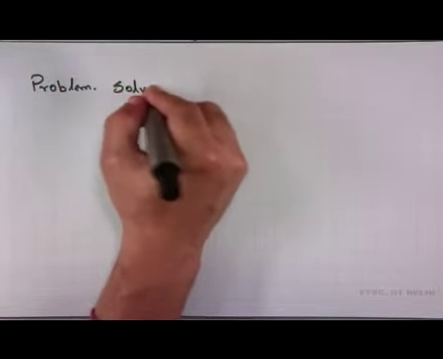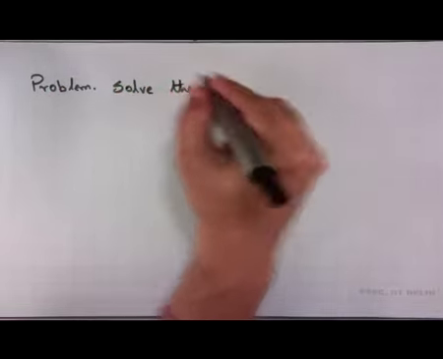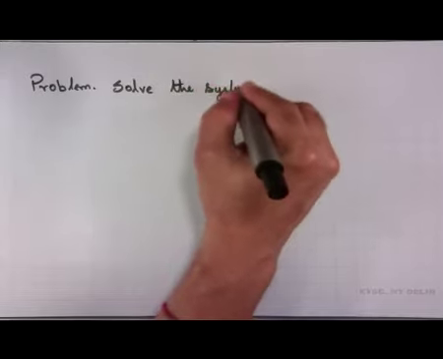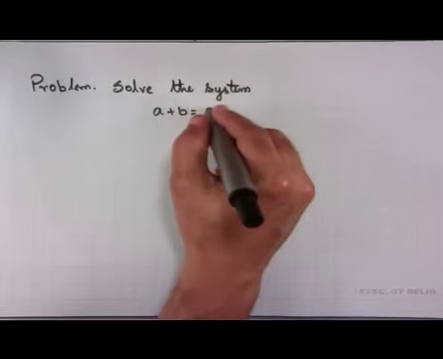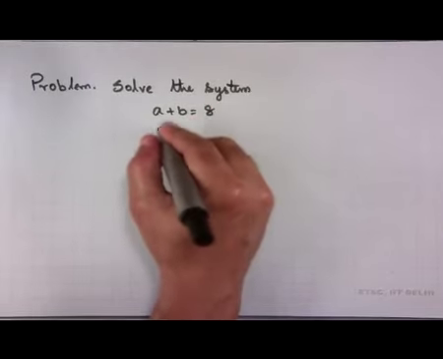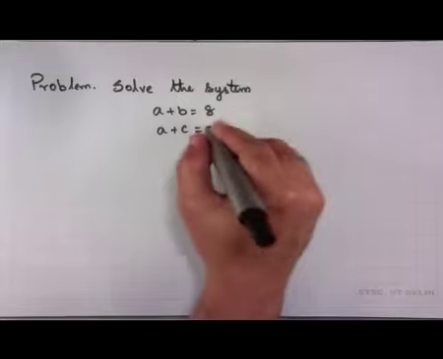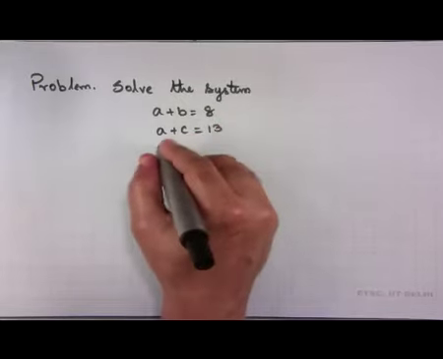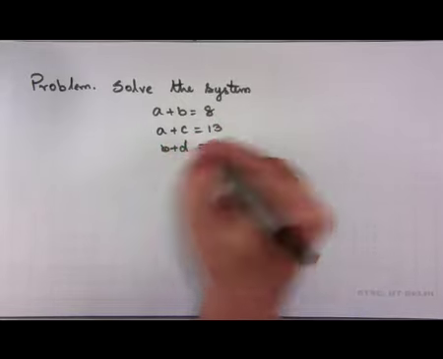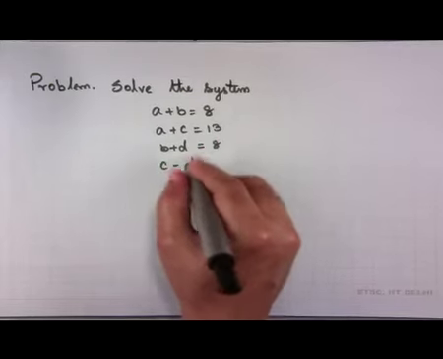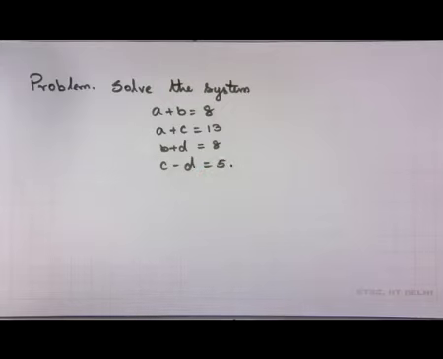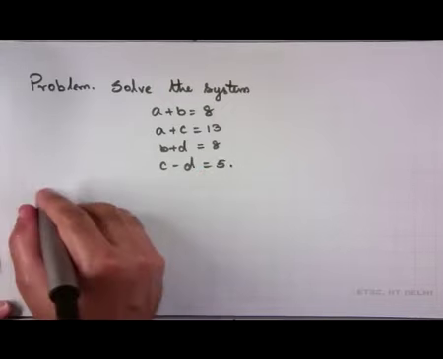Solve the system a plus b equal to 8, a plus c equal to 13, b plus d equal to 8 and c minus d equal to 5. Solution.